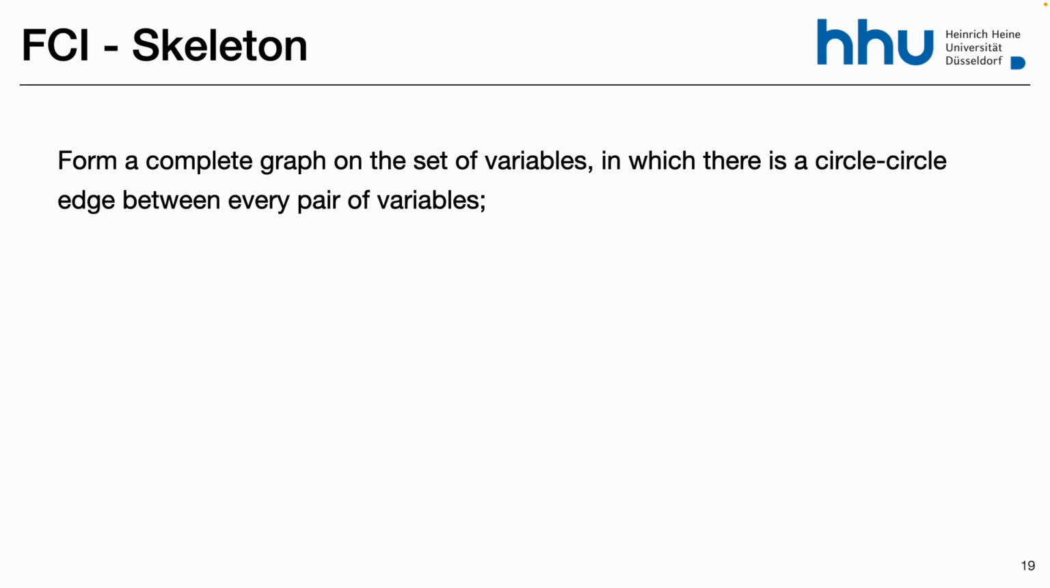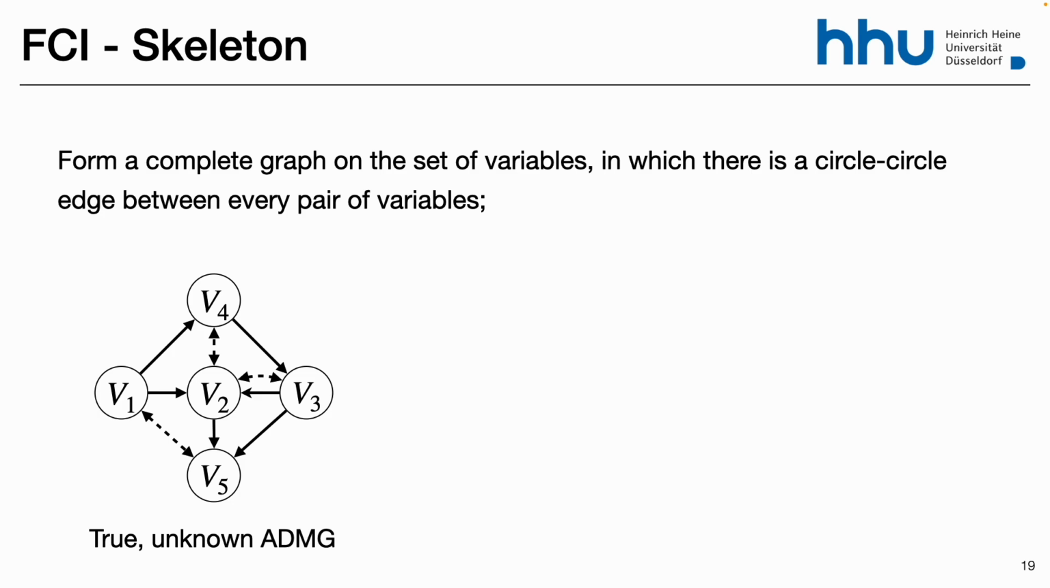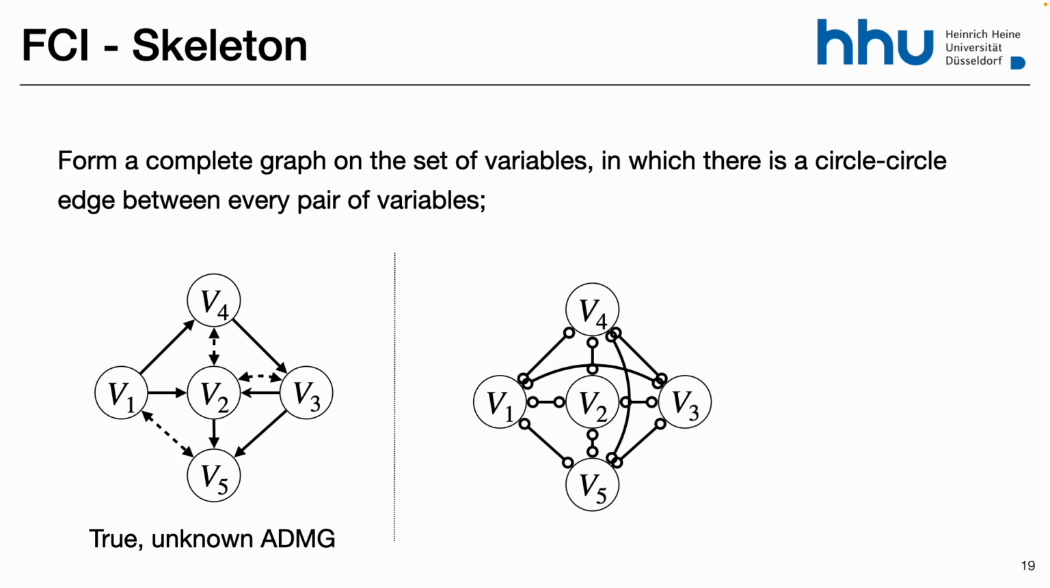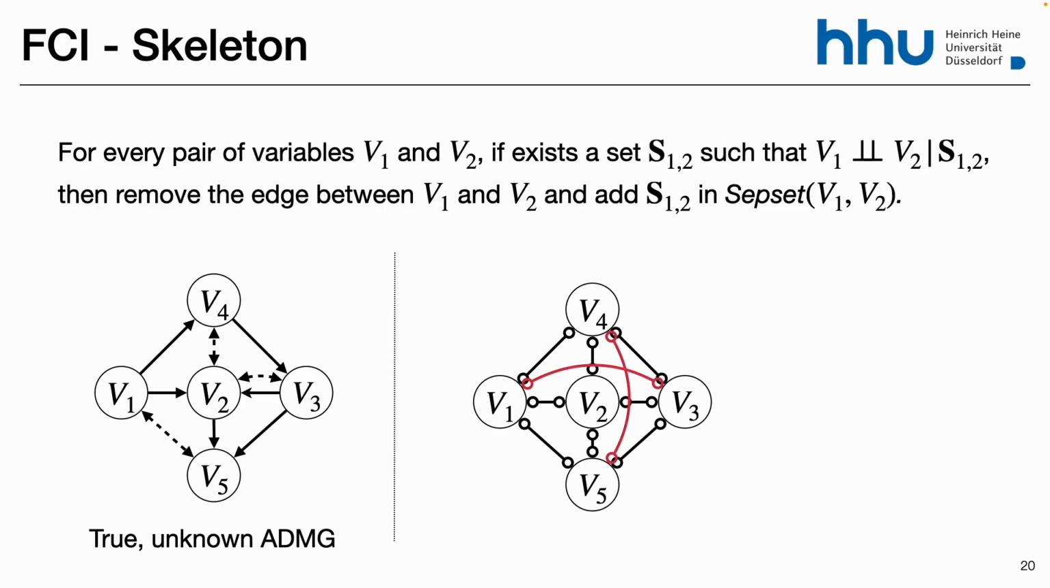But first of all, we form the complete graph, right? So suppose that this is our unknown. We don't know it, just for reference. But I have 5 variables. The first thing is to connect every variable with a circle. And the second step is to find the separating sets for every pair. There is an efficient algorithm for finding this. I will explain this later. For now, assume that you have a good efficient method to find the separating sets. You could go one by one in a grid search, but this is inefficient.